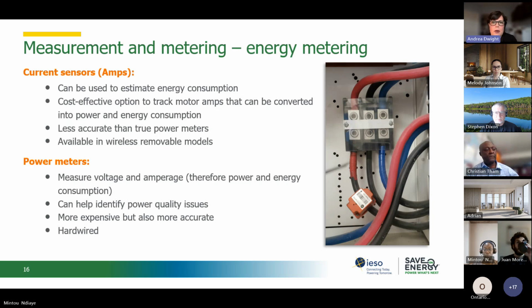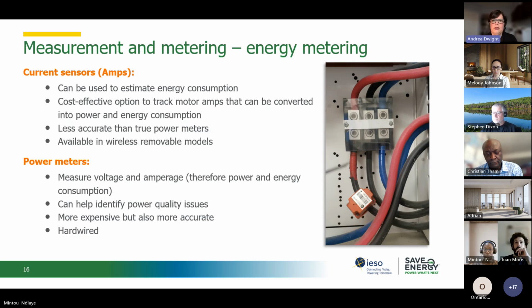One is, of course, getting a power meter installed, and they're a little more expensive, but they're very accurate. And power meters can measure a number of different things, including power, quality, sag, etc. So that can be very helpful if you're having issues.